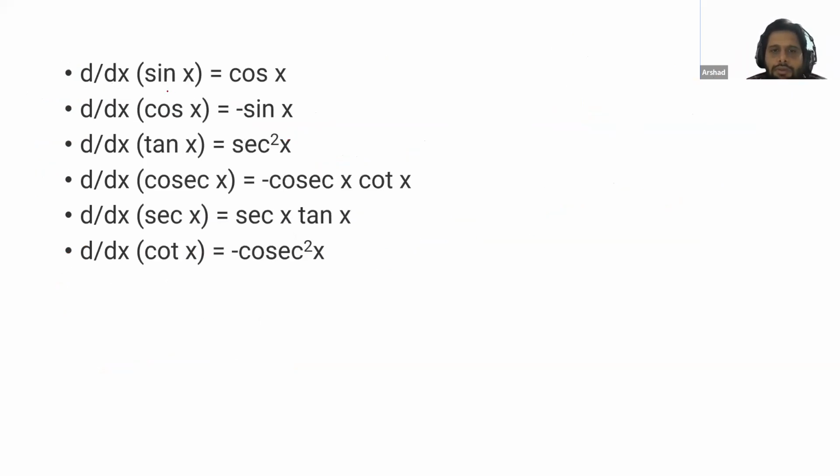Next is this one. Derivative of sine is cos. You know this, that if you're differentiating sine with respect to x, then you will get a cos x. Similarly, derivative of cos is minus sine. Derivative of tan is sec square x. Cosec is minus cosec into cot. Sec is sec into tan. Cot is minus cosec square. So these all formulas you have already done last year. So please note down these formulas and then again raise your hand so that we can start the next topic.